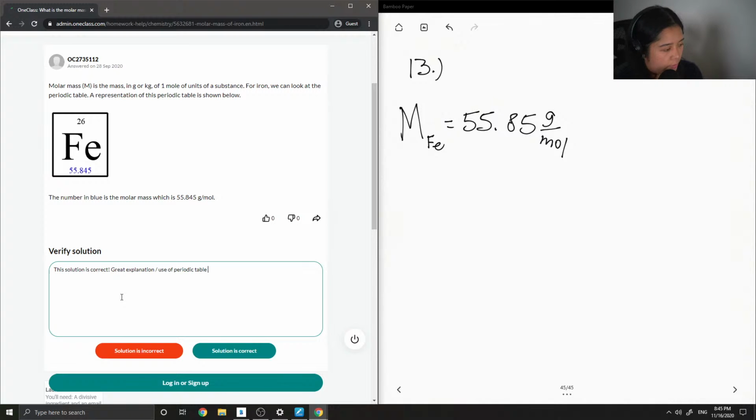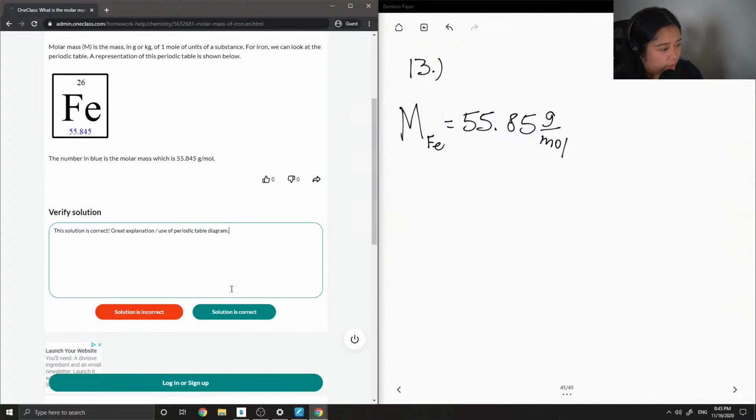Props to their use of the periodic table diagram. This unique answer.